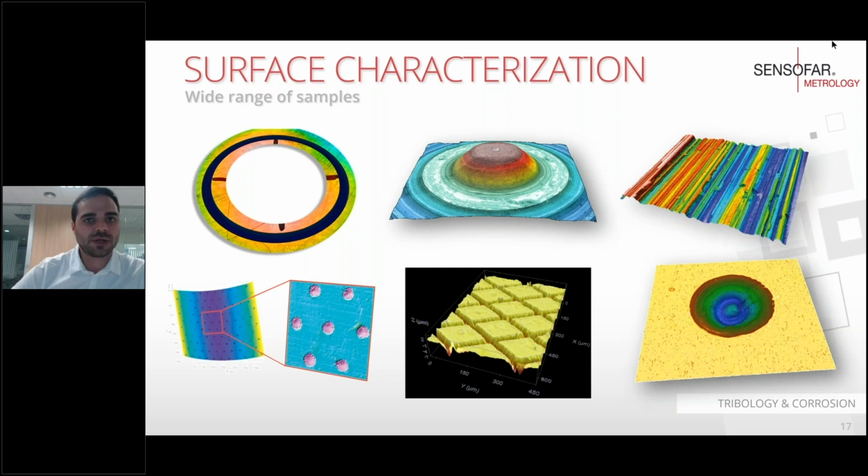For example, we can see on the top of this slide that we have two samples with a certain shape. On the right side, we have another sample with, I would say, a rough surface. Here, below, we have two examples of laser texturing. And finally, what we can see is a surface where a tribological test of a tip with a certain load has been applied.